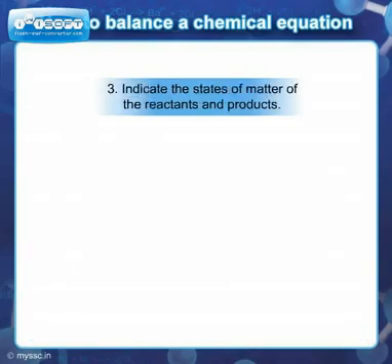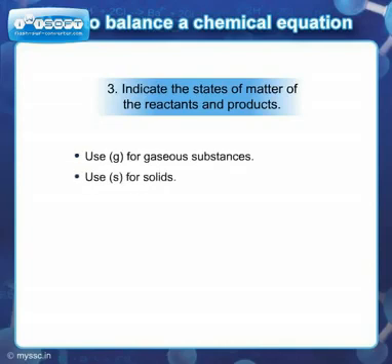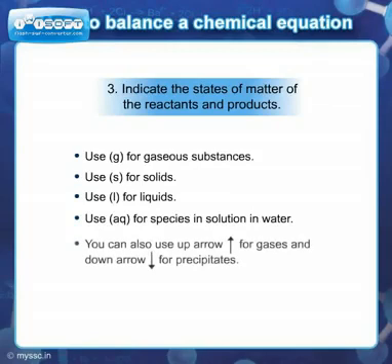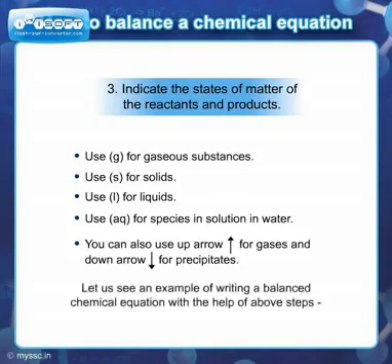Step 3. Indicate the states of matter of the reactants and products. Use G for gaseous substances, S for solids, L for liquids, AQ for species in solution in water. You can also use an up arrow for gases and a down arrow for precipitates. Let us see an example of writing a balanced chemical equation with the help of these steps.